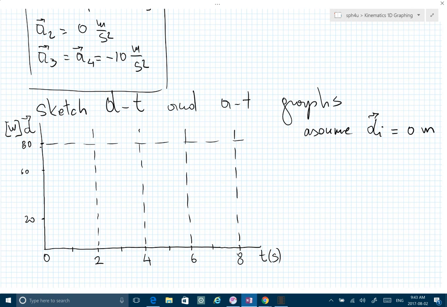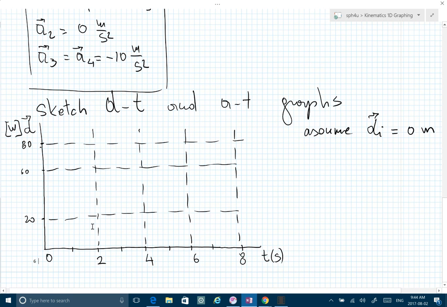So what do I mean by sketching? We just draw the shape in general, how it looked like. We don't worry too much about the curvature. So in the first 2 seconds, it traveled 20 meters, and it sped up, right? So it's going to be a curve, a parabola opening up, right? And it starts from rest.